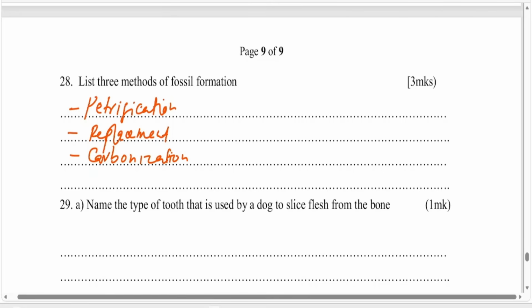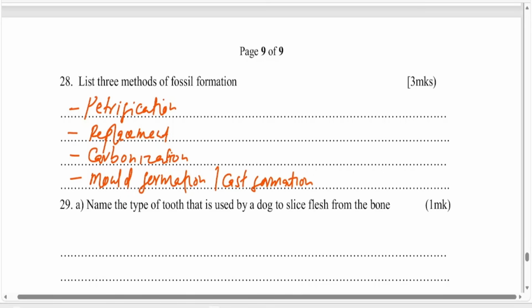Carbonization is where soft parts of an organism are compressed and most of the substances in that organism are removed, and they leave a thin layer of carbon, and that's what we call carbonization. We also have mold formation and cast formation.